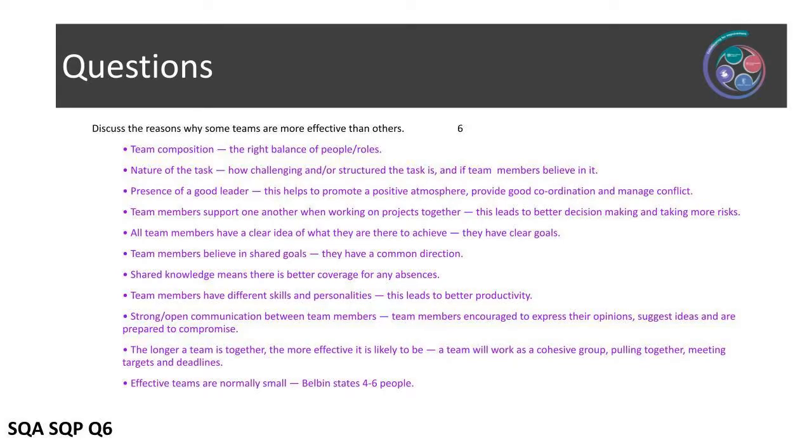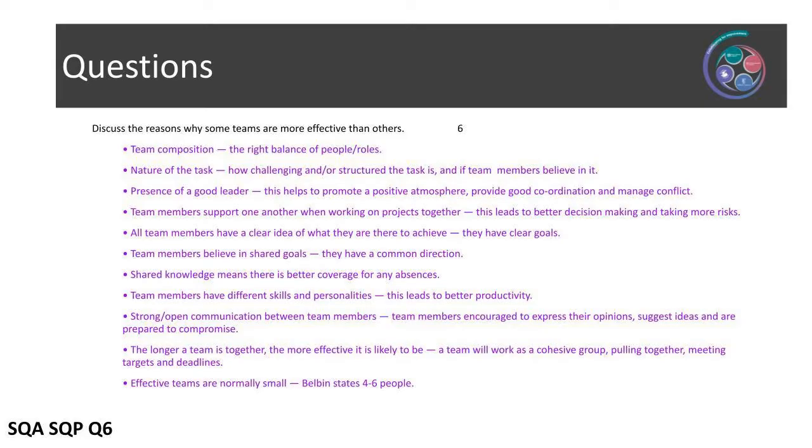So if we've got a team all working together and they're all understanding what aspects other people are working on, and they've got a shared knowledge bank between them, they can pick up any slack if anyone's off. Of course, there may be team members who have different skills and personalities. That's really good because this can lead to better productivity.